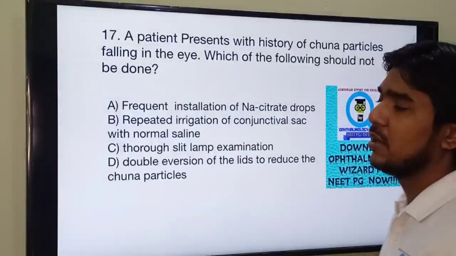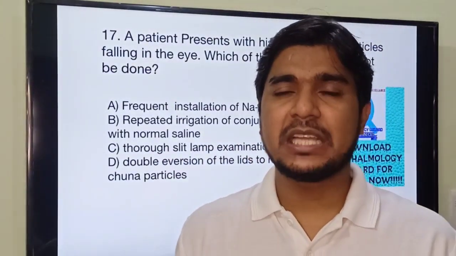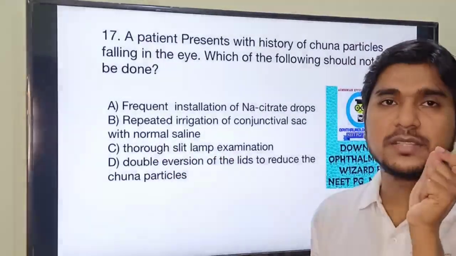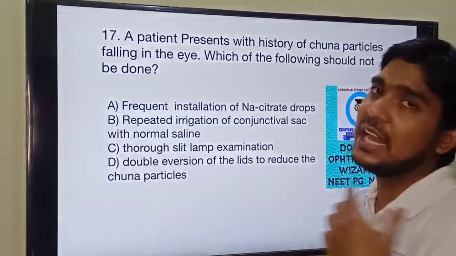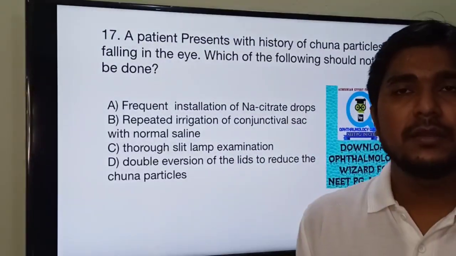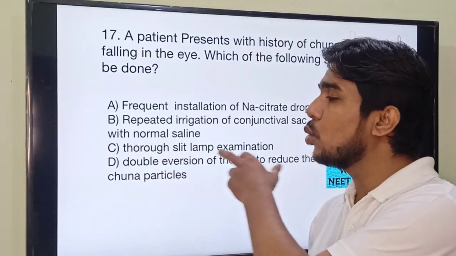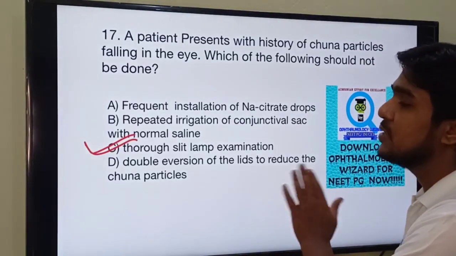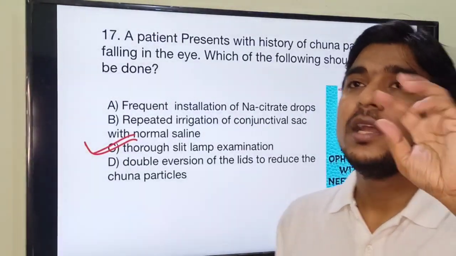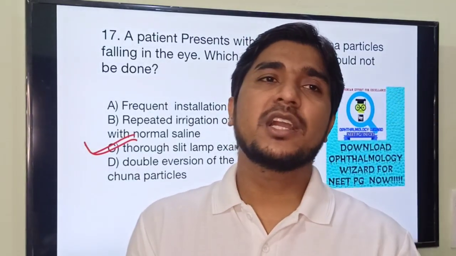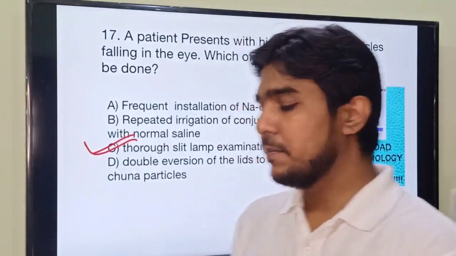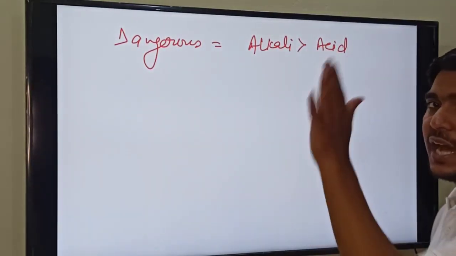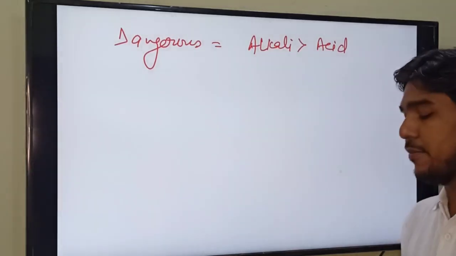Thorough slit lamp examination. What will you get after a thorough slit lamp examination? This will only kill your time, because time is money at this stage. Thorough slit lamp examination can be done even after the initial management has been done. So this is not the right thing, and you have to mark it as the answer. And double eversion of the lid is very important, because sometimes particles get stuck in the lid and can cause further injury later on. So what is more dangerous? Alkali is more dangerous than acid. Why? Because acid forms a scar, and further penetration is prevented.